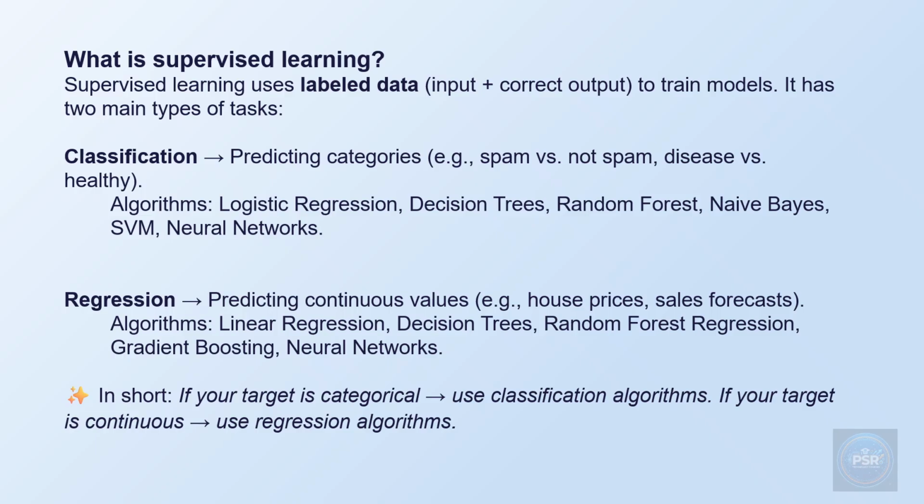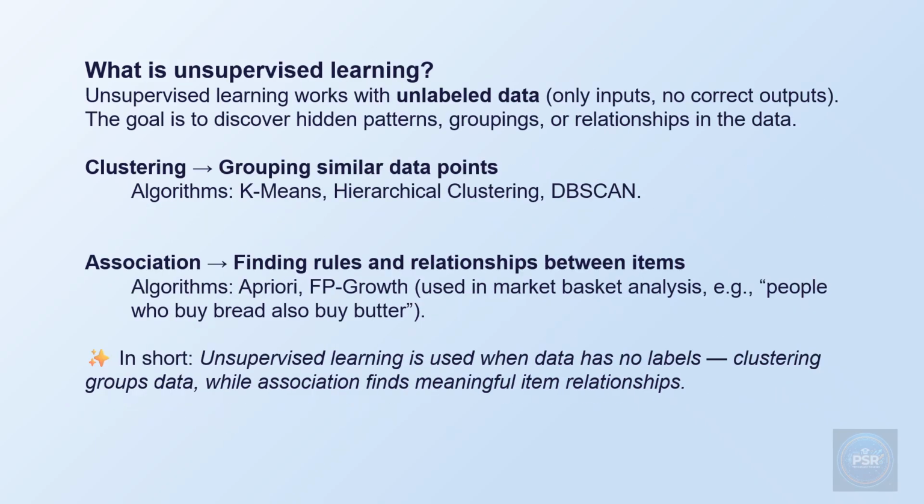In short, if your target is categorical, use classification algorithms. If your target is continuous, use regression algorithms. What is unsupervised learning? Unsupervised learning works with unlabeled data, only inputs, no correct outputs. The goal is to discover hidden patterns, groupings, or relationships in the data.